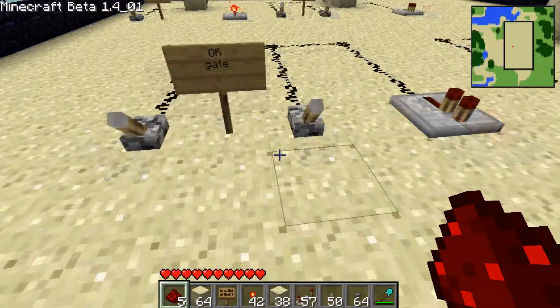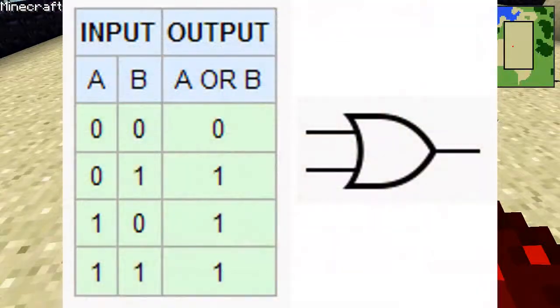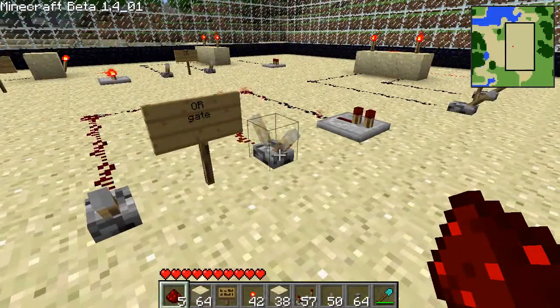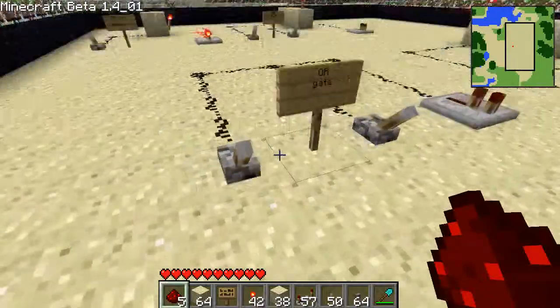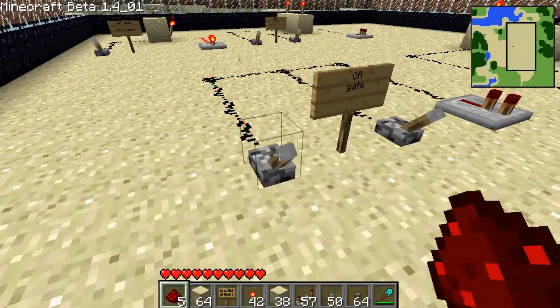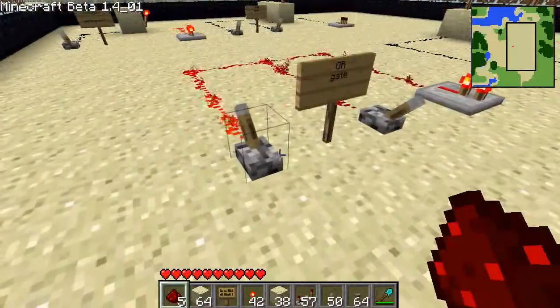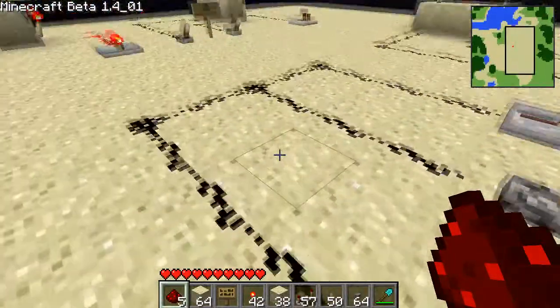Next, we'll look at the OR gate. Let's look at the schematic diagram and logic table. When switch A or switch B is turned on, the output is on. Thus the name, OR gate. Now let's see how it works. Sure enough, the output is on when either switch 1 or switch 2 is on. As you can see, redstone acts like an OR gate all by itself. No tricks are needed to connect the signals together.